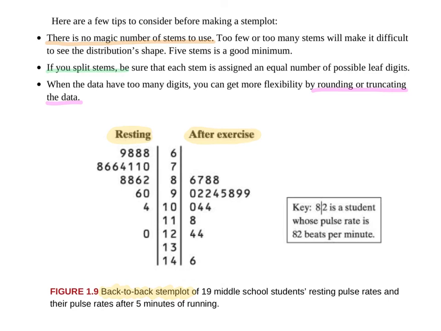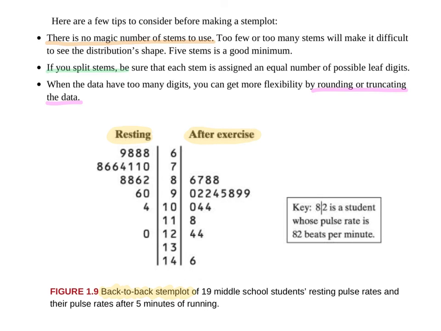Second thing, if you do split stems, make sure that each of them is assigned an equal number of possible leaf digits, right? You want to be equitable there. And then when your data has too many digits, so you've got really long decimals, sometimes you get more flexibility by rounding or truncating the data. Truncating is just when you chop off at the last digit, you don't even consider what comes after it to round up or down. That's truncating.